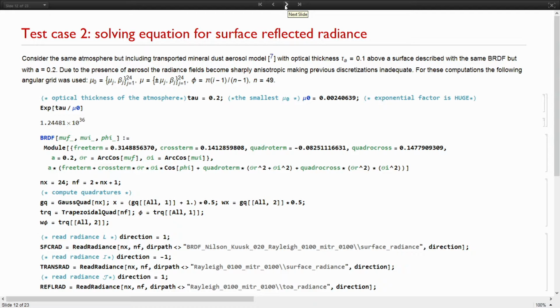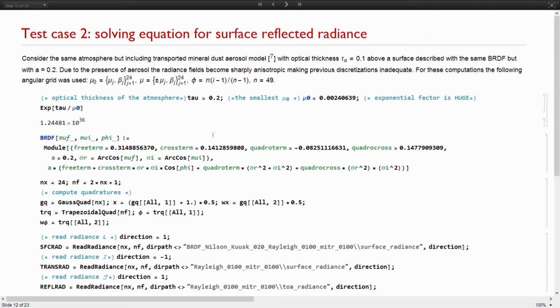Now let's consider a little bit more complicated problem. I add some aerosol load to the same atmosphere. So I considered transported mineral dust aerosol model with optical thickness of 0.1. So total optical thickness of the atmosphere is 0.2 now. And I used the same BRDF model, but slightly less reflective. Parameter A, which defines how bright the surface is, is 0.2 now instead of 0.49.